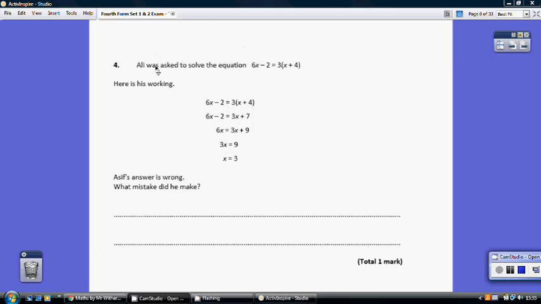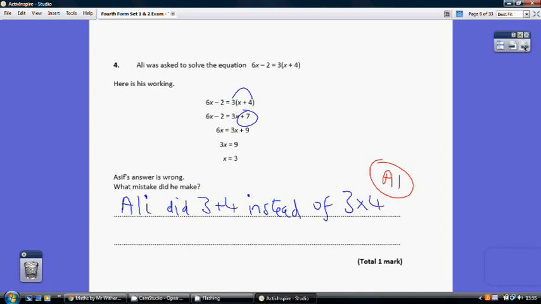Question 4. Ali was asked to solve the equation here. Here are his workings. They make a mistake. What mistake did he make? Right. Well, what he's done wrong is the bracket. So we should do 3 times x and 3 times 4. He's done the 3 times x, okay, but rather than do 3 times 4, which is 12, he's done 3 add 4 to get 7. So Ali did 3 plus 4 instead of 3 times 4.